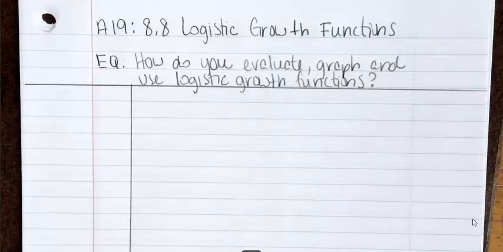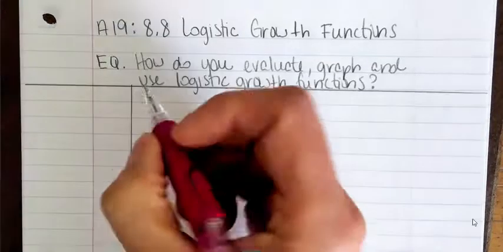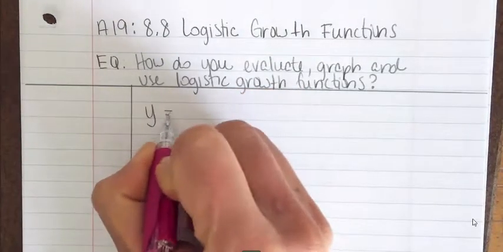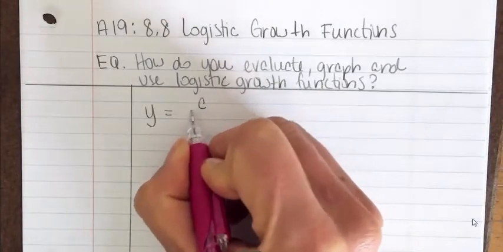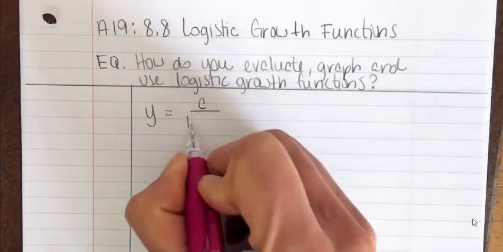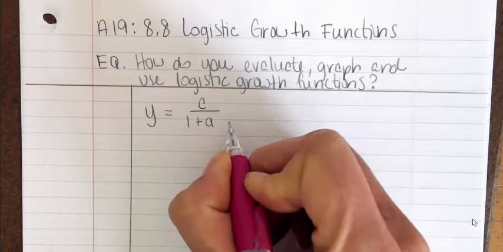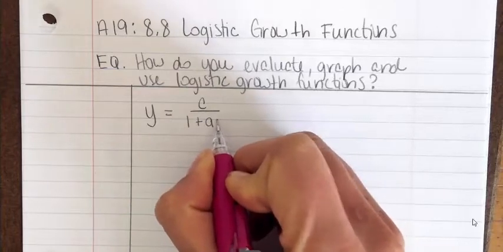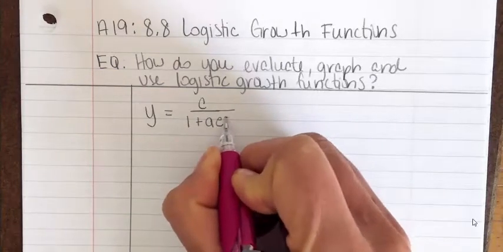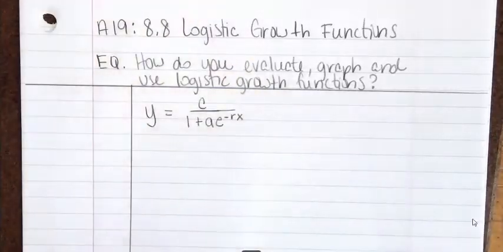All right, assignment 19, 8.8, logistic growth functions. Your essential question: how do you evaluate, graph, and use logistic growth functions? So logistic growth functions have a certain equation that goes with them, and it looks like this: C over 1 plus A times e to the negative rx.